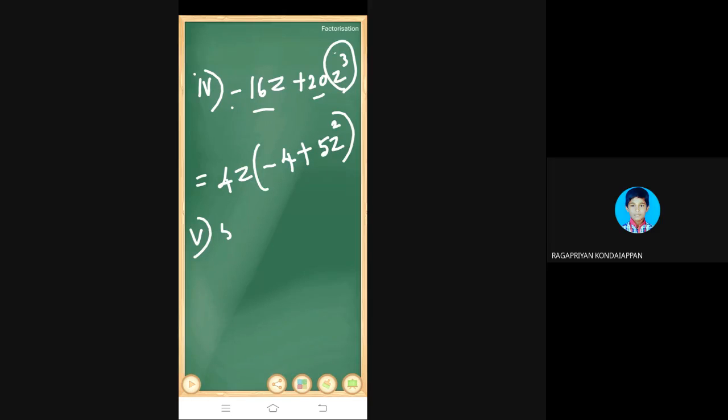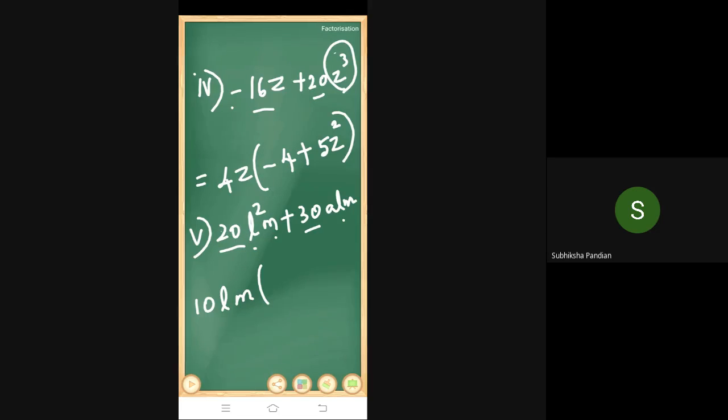Now see fifth sum. 20 l square m plus 30 a l m. So from this 20 and 30, which table? 10 table. Okay, 10 table. L square, l, so l. Here m, here m. So let us take m.